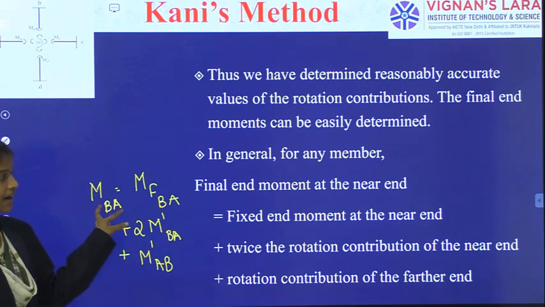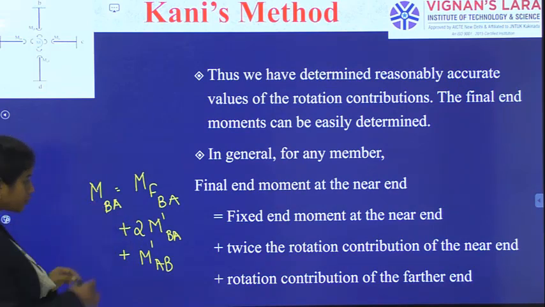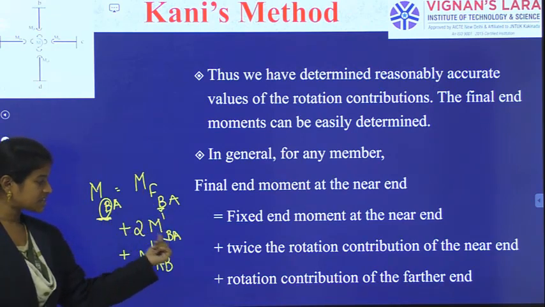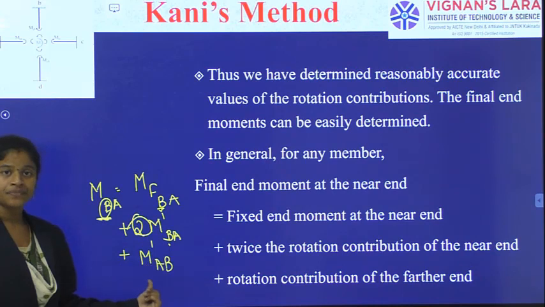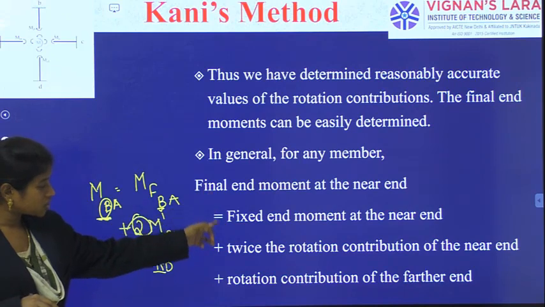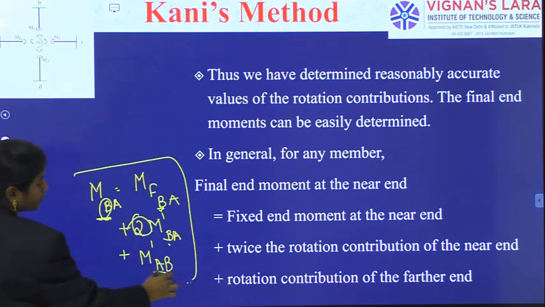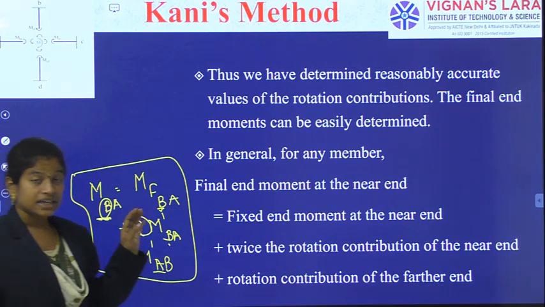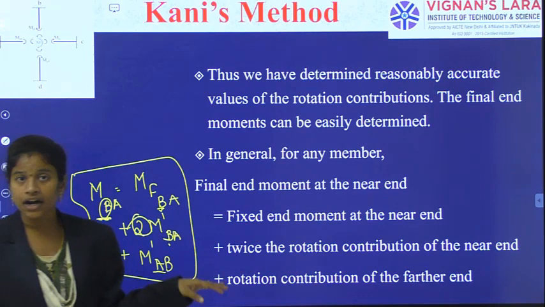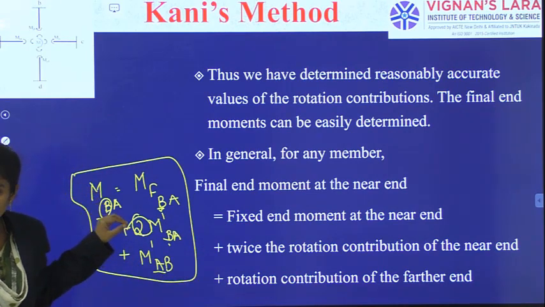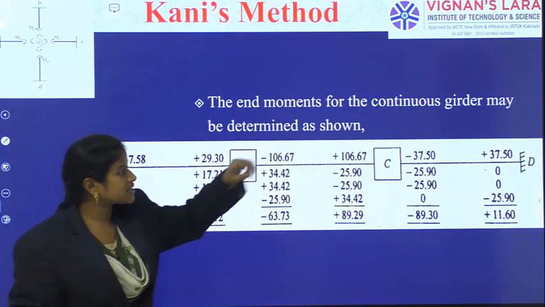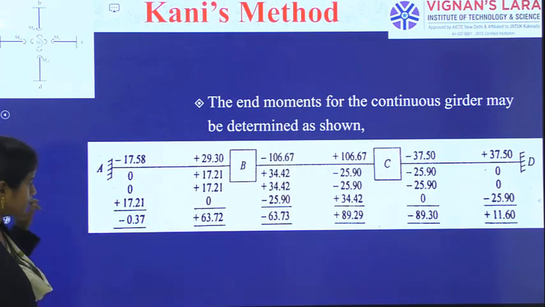So the final end moment at the nearer end is equal to the fixed end moment at the nearer end, twice the contribution moment at the nearer end, and one time the contribution at the farther end. The summation of all this will give me the support moment. In general, we will evaluate the support moments as the final answers in the tables or the final outputs. But here again some formula is there. This formula only will give us the support moments. Okay, so the end moments of the continuous girder may be determined as follows.